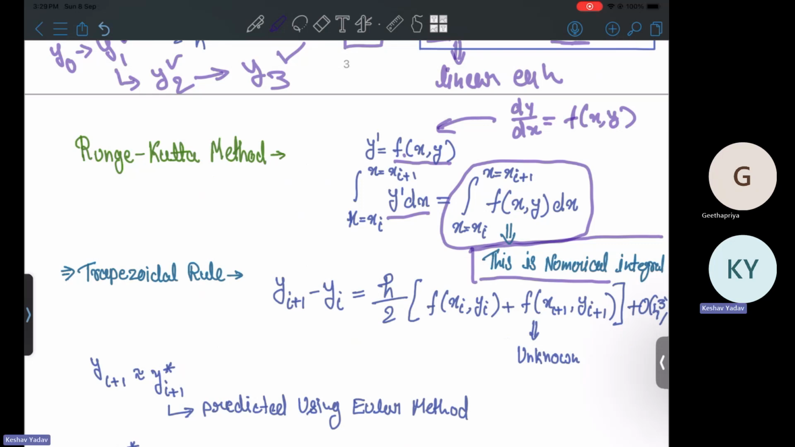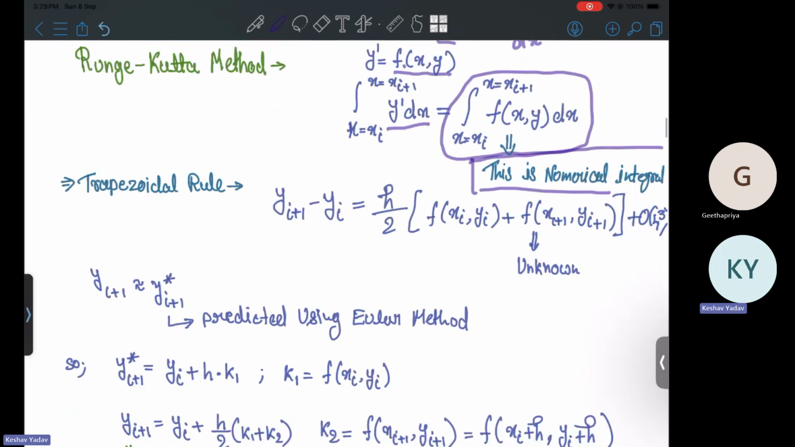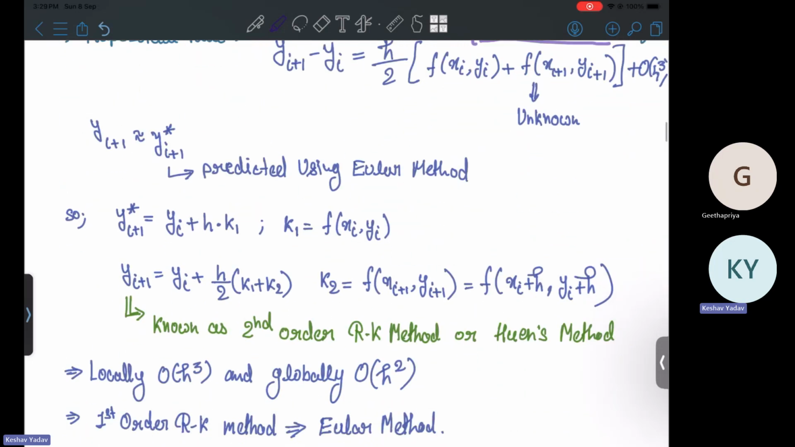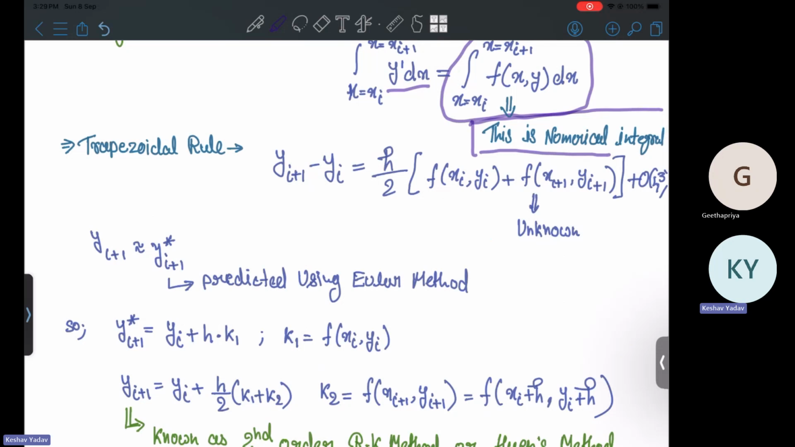Those are more accurate compared to that one. So suppose I am using the trapezoidal method to find the numerical integration. If I use that, what is the formula that I will get? I will get y i plus 1 minus y i equal to h by 2 times f at x i plus f at x i plus 1, y i plus 1. And its accuracy will be what? Order of h cube.